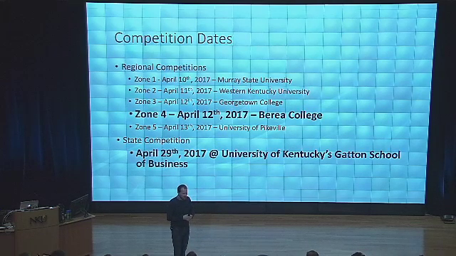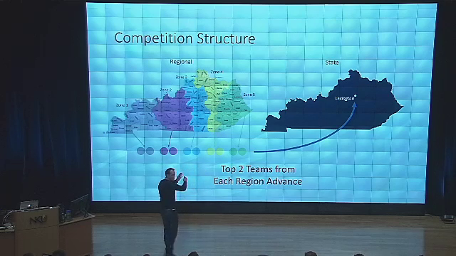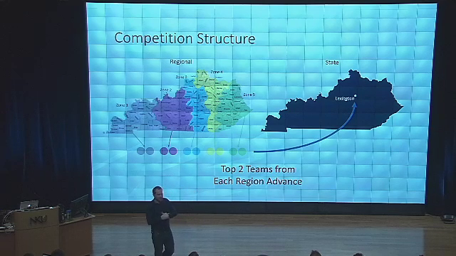So on April 12th, Zone 4's competition will be at Berea College. Then the state competition will follow April 29th down at UK. So we have these nice vertical swaths that span the entire north-south piece of Kentucky. And 2 from each, so we'll have 10 teams that will go down to Lexington to compete for that final.